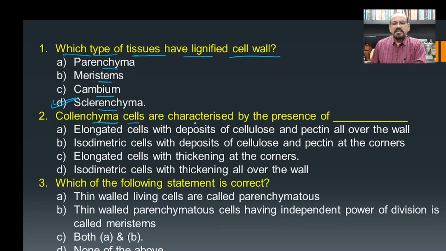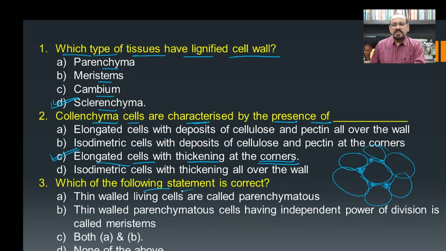Then, parenchyma cells are characterized by the presence of, if we see the collenchymatous cells, the type of cells having thickening at the corners or specific types of spaces. Such types of cells are again responsible for providing mechanical strength to the climbers, and hence the elongated cells with thickenings at the corners become the answer for this question, that is C.